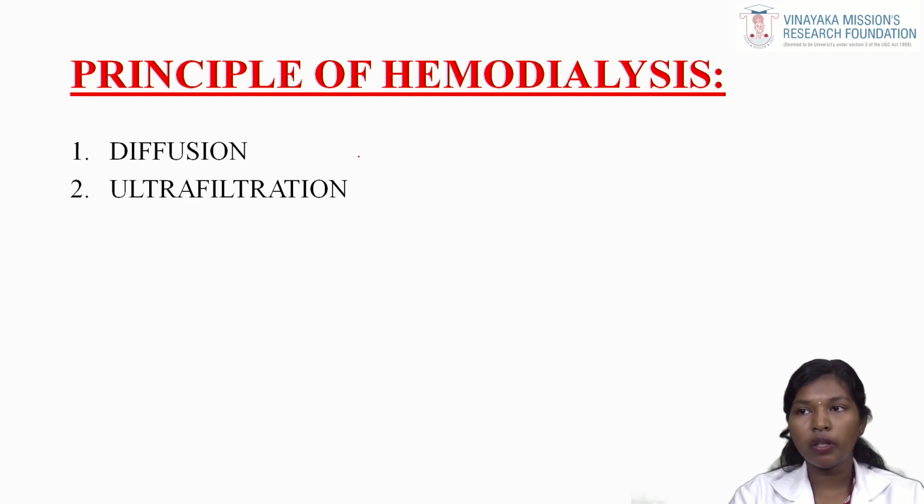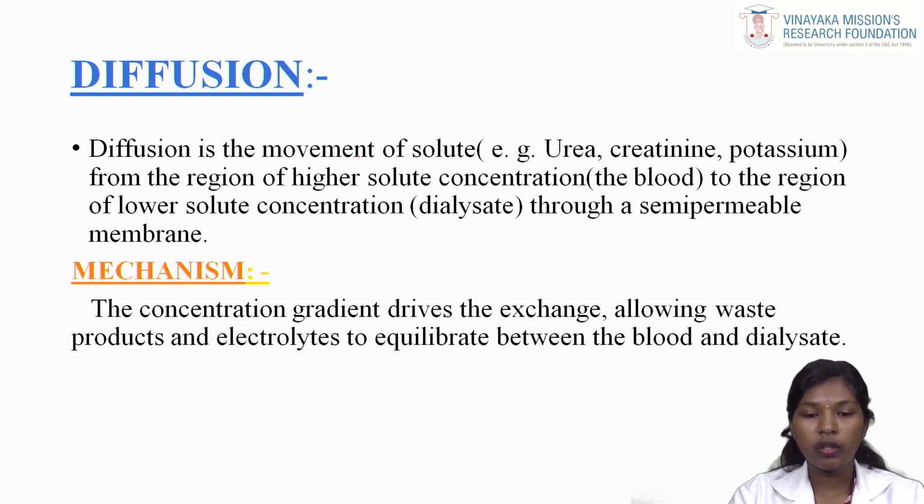Principles of hemodialysis. There are two important principles we already studied: diffusion and ultrafiltration. First one, diffusion. Diffusion is the movement of solute from the higher concentration to lower concentration through a semi-permeable membrane. Here the solutes are urea, creatinine, potassium. Higher concentration is blood, lower concentration is dialysate. So clearly it is explained: diffusion is removal of substance from higher concentration to lower concentration through a semi-permeable membrane.